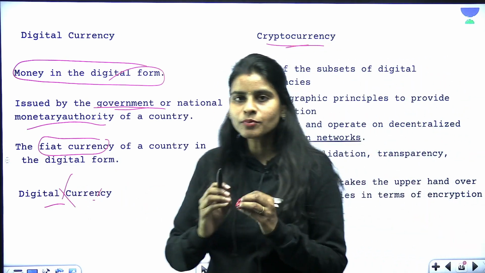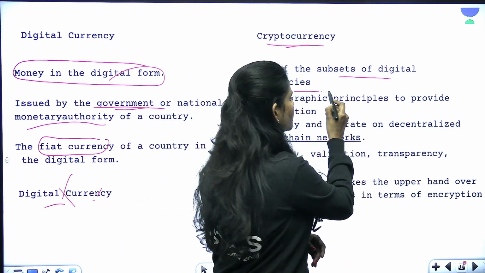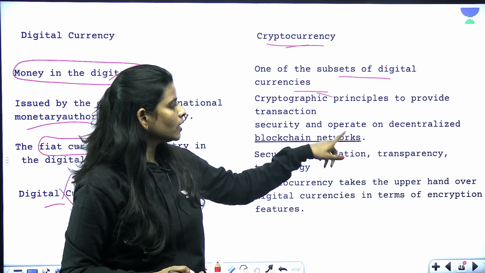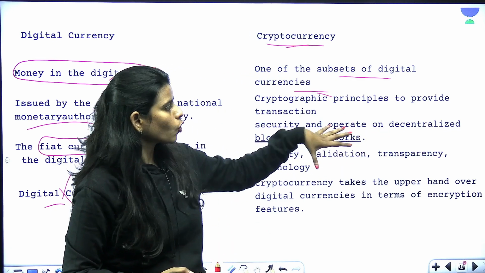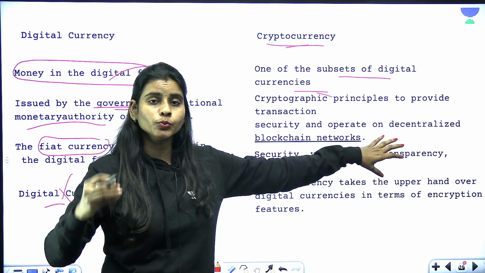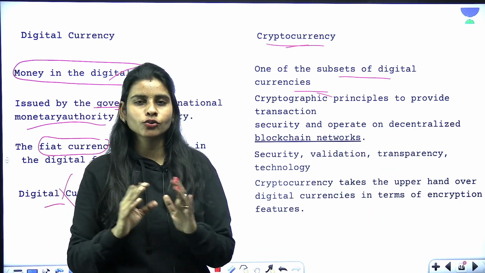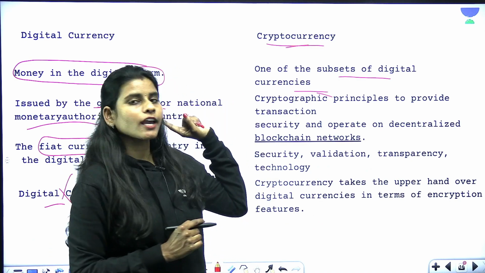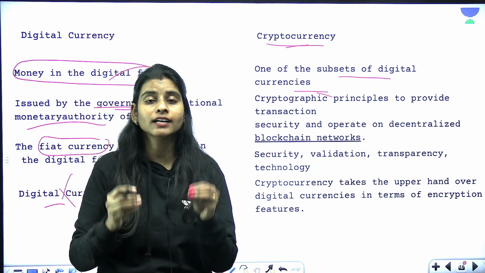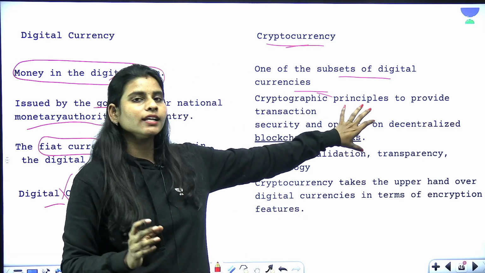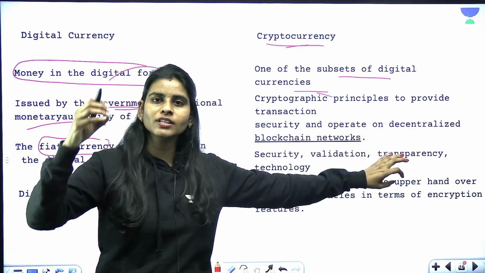Cryptocurrencies are the subsets of digital currencies. Okay, so it operates on the basis of cryptography. The security and the other operations are decentralized, which means there is no central authority governing the control of all these cryptocurrencies. In case of digital currency, we have the RBI controlling the operations, right? So it is not getting controlled by any central authority.